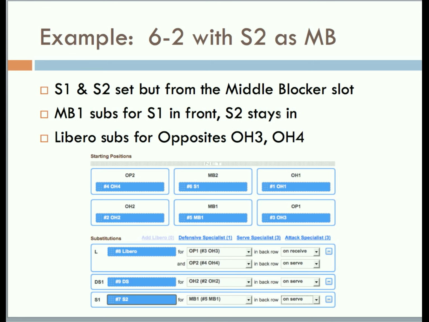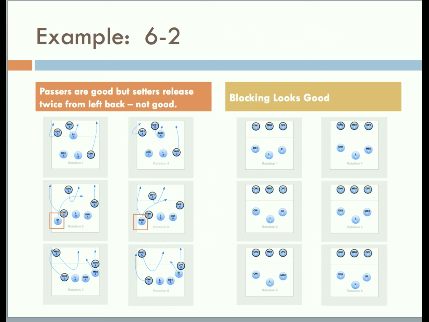S2 stays in all the way around. The libero now substitutes for the opposites instead of the middle blocker, so this is a little unusual, but that helps out because then we have our stronger defensive player on the court at all times. So let's see what happens.